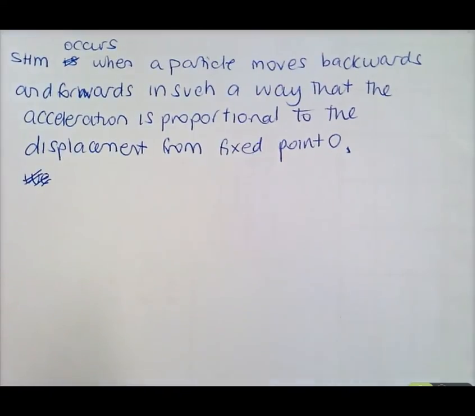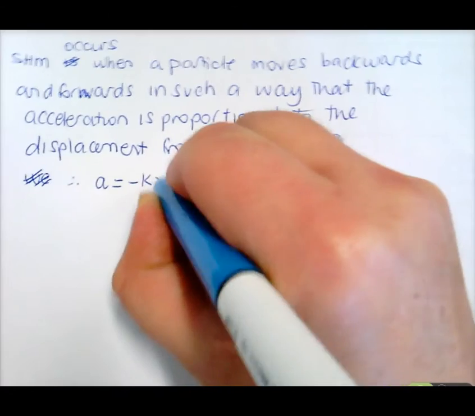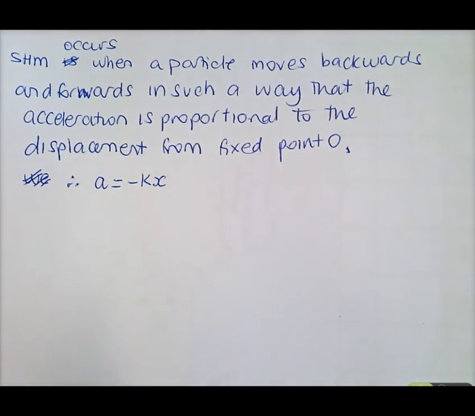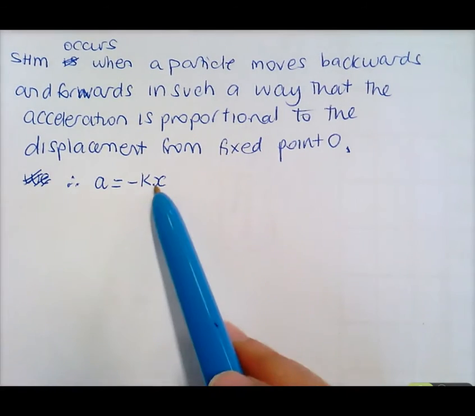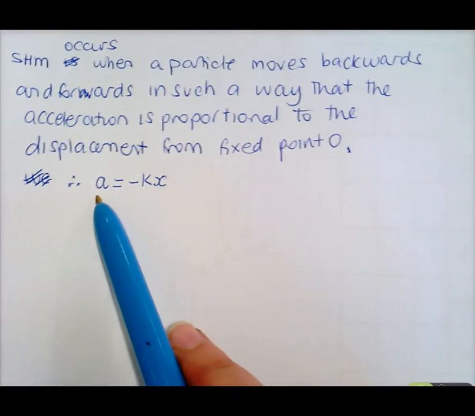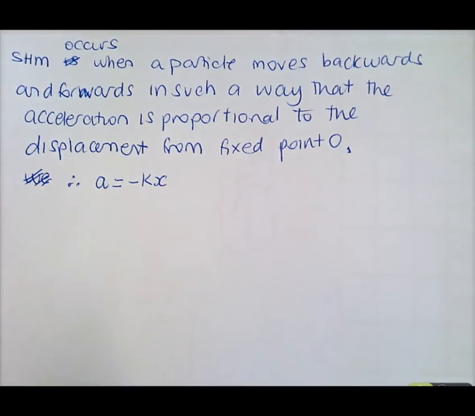So therefore we can say that A equals negative K times X. Now, why am I saying that A equals negative K times X? The reason is that if you look back at the table that we did yesterday or at your graphs, when X is positive, acceleration is negative. And when X is negative, acceleration is positive.